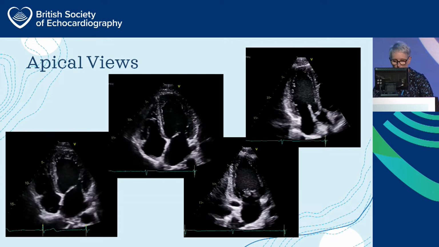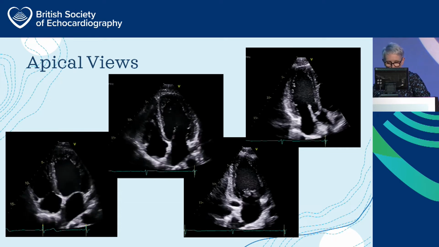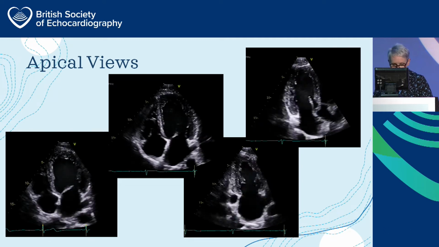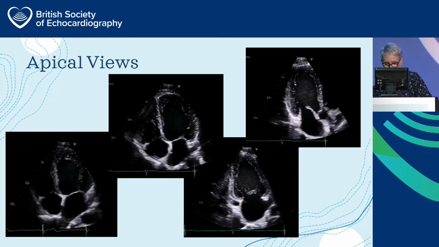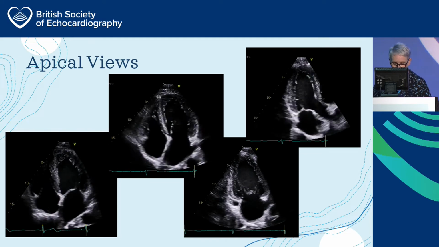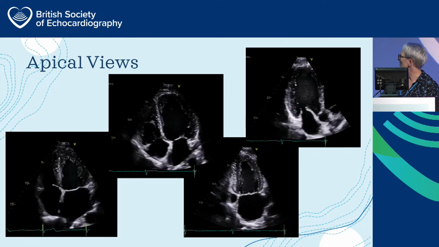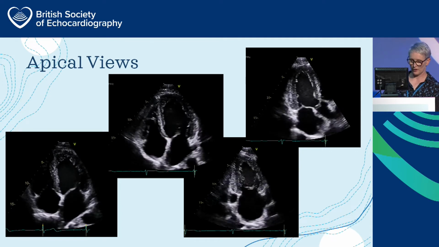So onto the apical window. From the apical four-chamber, we can see the whole of the septum and the lateral walls. From the two-chamber, the inferior and the anterior walls. And from the three-chamber, the anteroseptum and inferolateral walls. We need to take care not to foreshorten the LV cavity. So the three to the right of the slide are nice, good on-axis images.